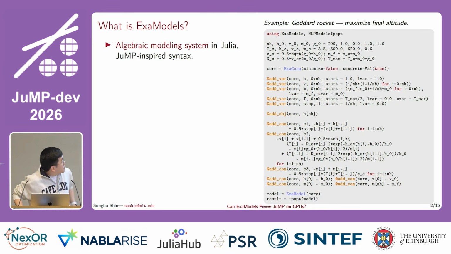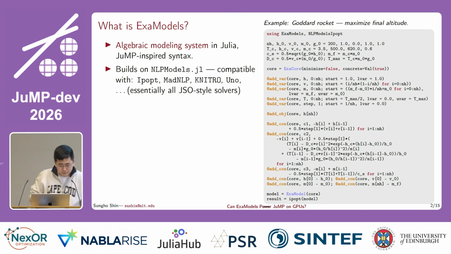So ExaModels, this is the modeling language. You can see on the code snippet on the right-hand side, it's an algebraic modeling system embedded in Julia. And you can see that the syntax is heavily influenced by JuMP. So we can add variables, add the objective function, add the constraints, and then in the end, we can formulate the optimization problem, and that can be treated by some solver. So the part that we do is interact with the user, specify the model, and then pass it to the solver. And later, the solver will query some of the information from ExaModels, and we're gonna get to that later.